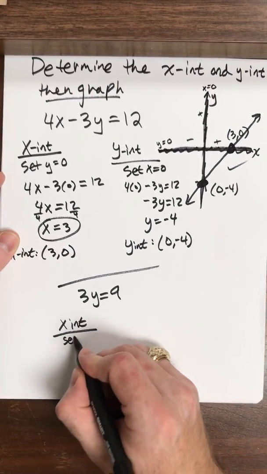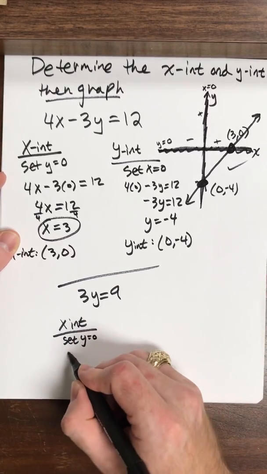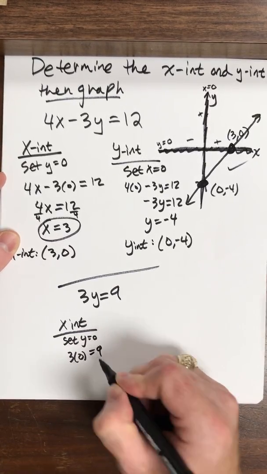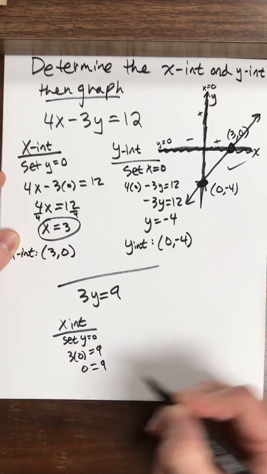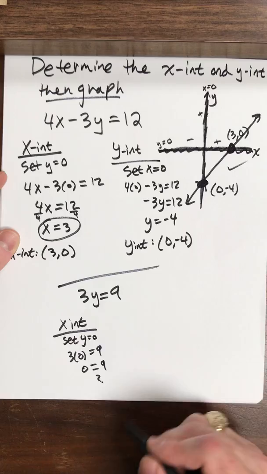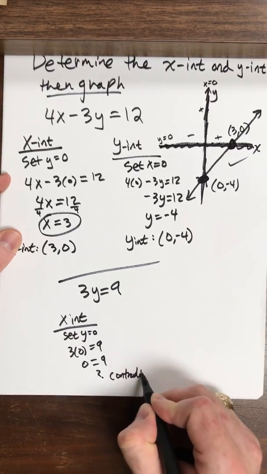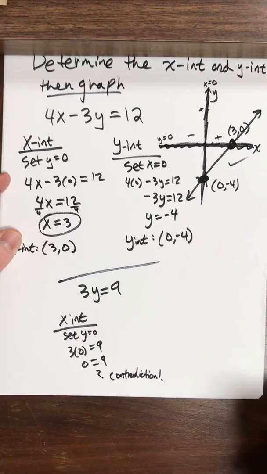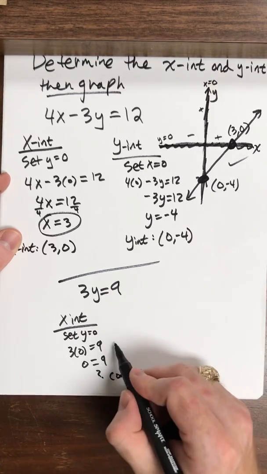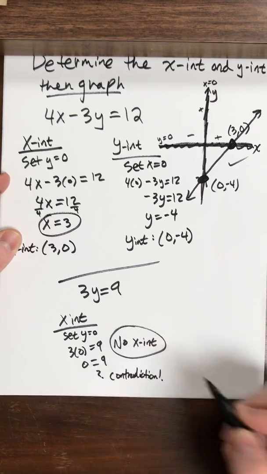I set y equal to 0. But if I put a 0 in here, I get 3 times 0 equals 9. Does 0 equal 9? No, I don't think it does. So this is a contradiction. What does that mean? That means that there is no x-intercept for this problem.